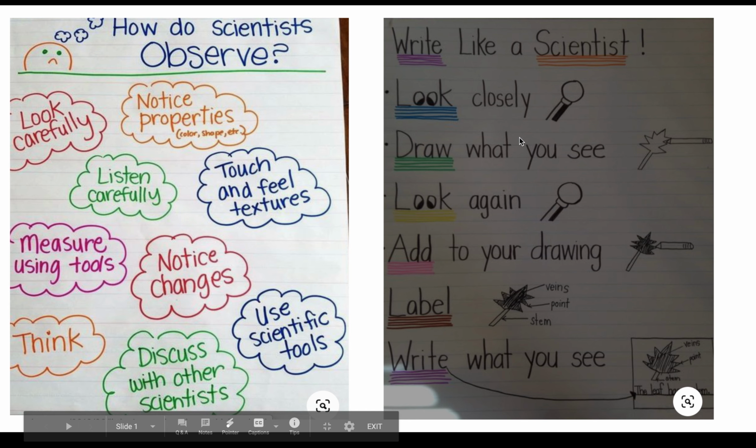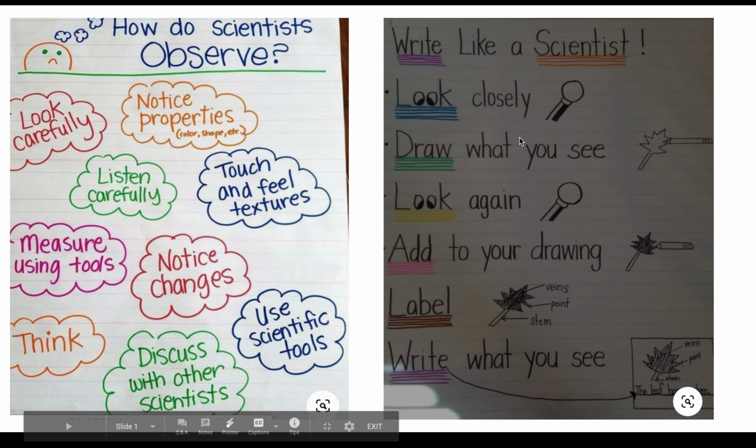Hi, scientists. So today we're going to be talking about a science term that is really, really important when we start to collect data, and that word is observation. Say that word with me. Observation. And that's when we look with our eyes and we use science tools to find out things about a subject.